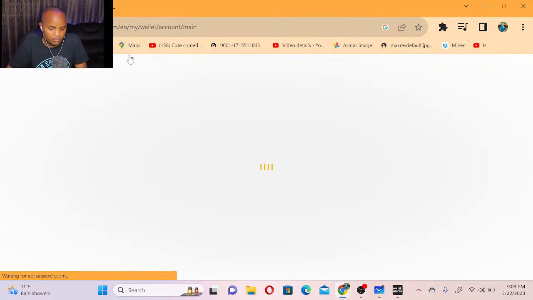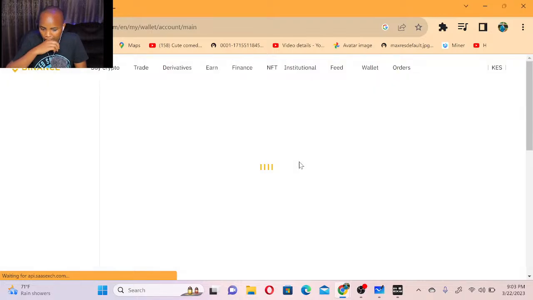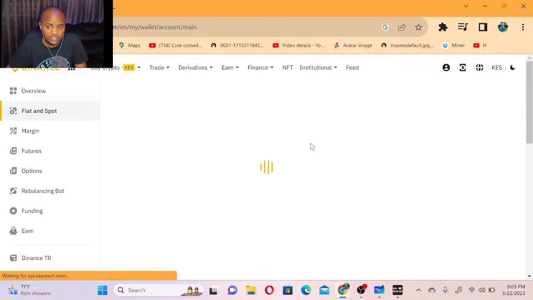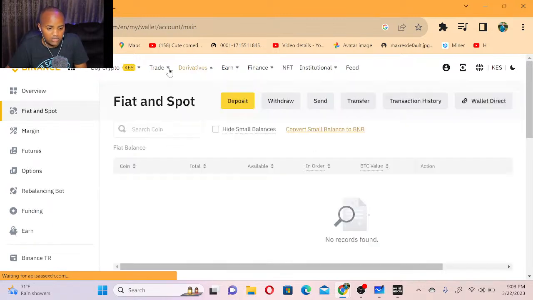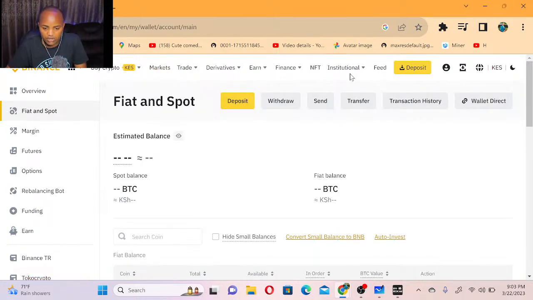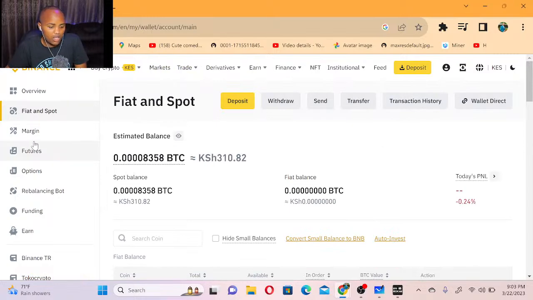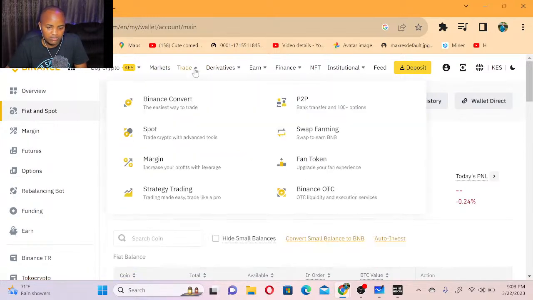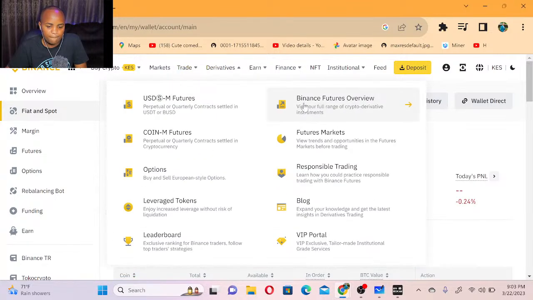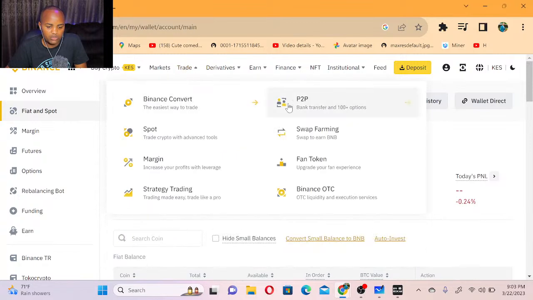Okay, on the Bitcoin side, I was withdrawing the money. It's simple, I have transferred to the funding wallet, which is very easy. I've transferred my money to the funding wallet. The next thing, I go to trade, and then I go to P2P. I don't want you to be confused on this.